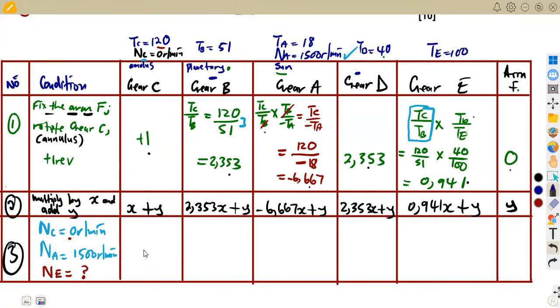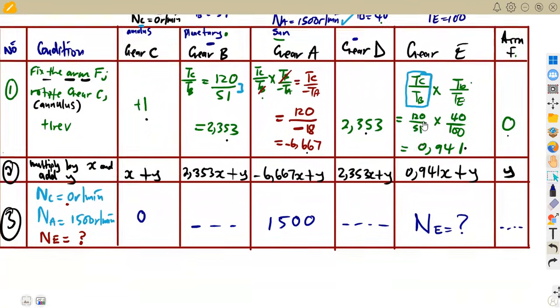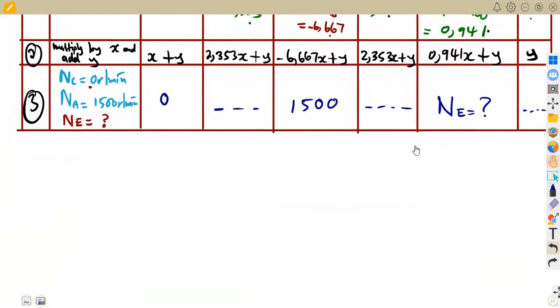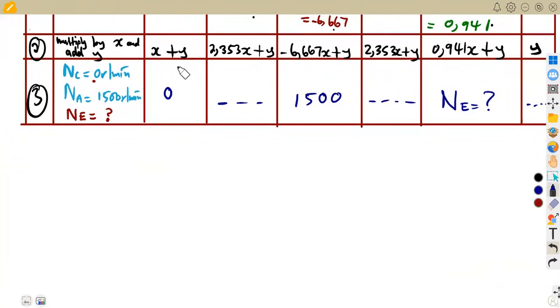So we put here for C, that's 0. For the planetary, which is B, there's nothing here. For A, that is 1,500 positive. For gear D, there's nothing here. For gear E, that is the one we are supposed to calculate its speed. For the arm, there's nothing to consider here. So this information is enough. Remember, from your table, what you are going to do is equate the XY that we have to their corresponding values. Meaning here, X plus Y is supposed to give us 0.